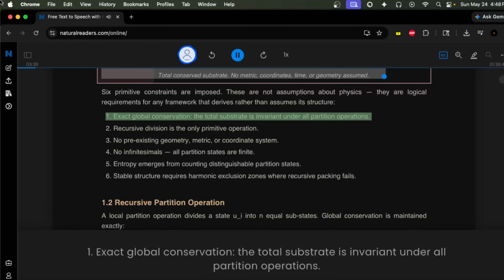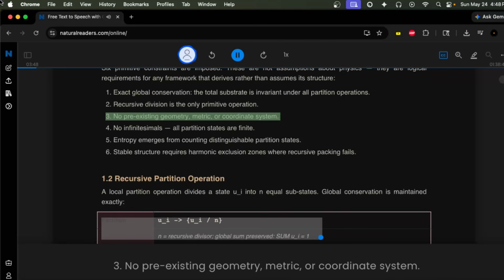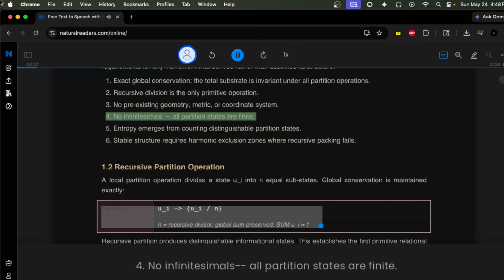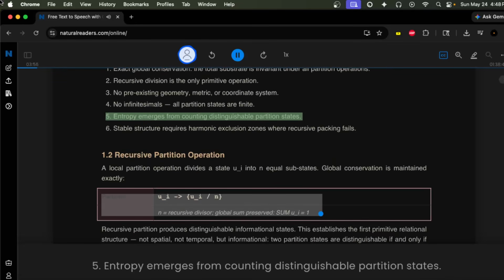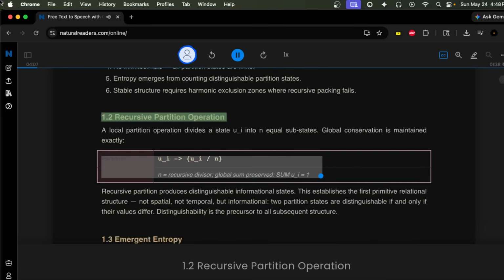1. Exact global conservation. The total substrate is invariant under all partition operations. 2. Recursive division is the only primitive operation. 3. No pre-existing geometry, metric, or coordinate system. 4. No infinitesimals, all partition states are finite. 5. Entropy emerges from counting distinguishable partition states. 6. Stable structure requires harmonic exclusion zones where recursive packing fails.